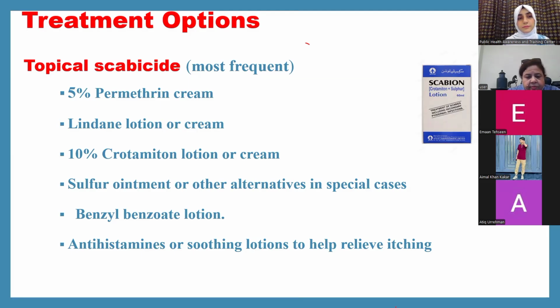Sulfur ointment or other alternatives can be used in special cases as per the recommendation of the doctor. Benzyl benzoate lotion you can use. Antihistamines or soothing lotion help relieve the itching, because the rash, bumps, and vesicles develop, and it is so contagious. It develops very quickly.